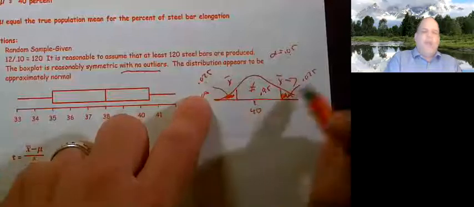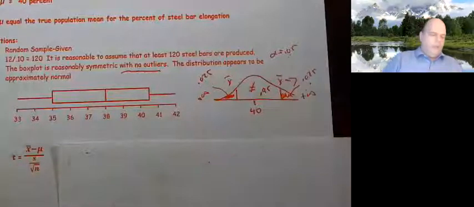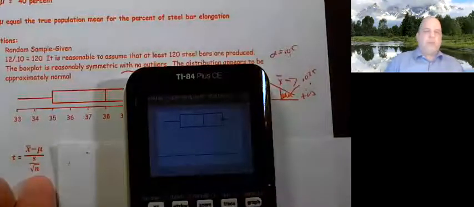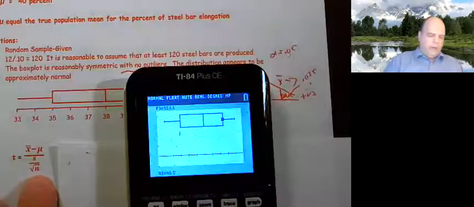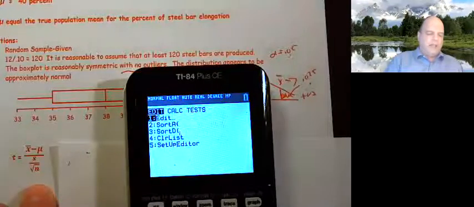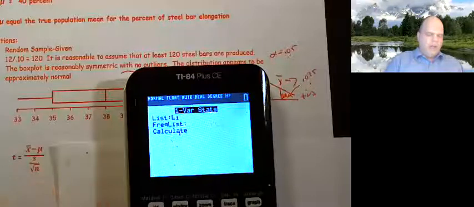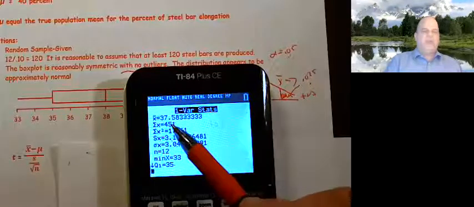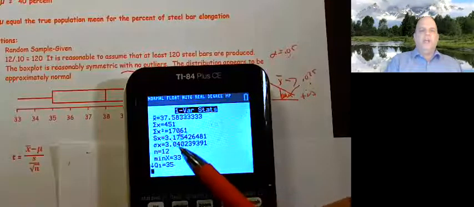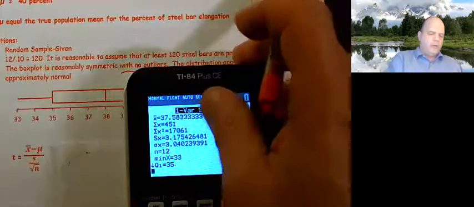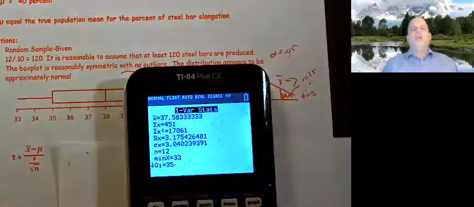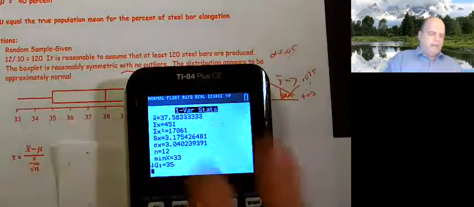Half is in this tail, half is in that tail. Now, at this point, I don't have an X bar and I don't have S. I can get those by going Stat, Calc, One Variable Statistics. My data is in L1. And now I end up with this X bar of 37.58 and a standard deviation of the sample, and make sure you're using the sample because we use sample values, is 3.175.